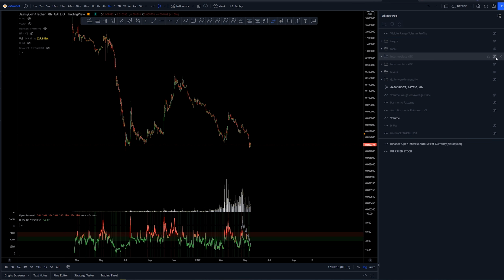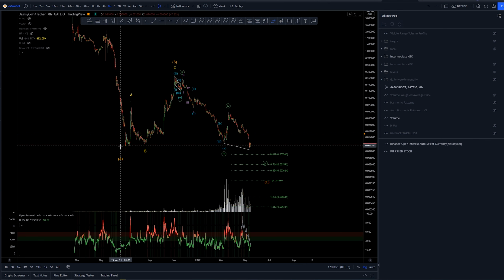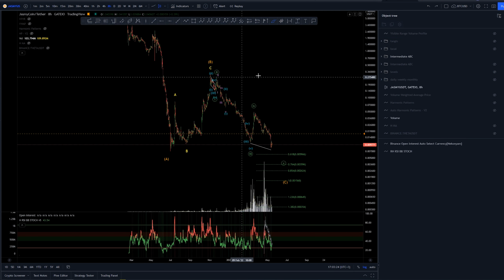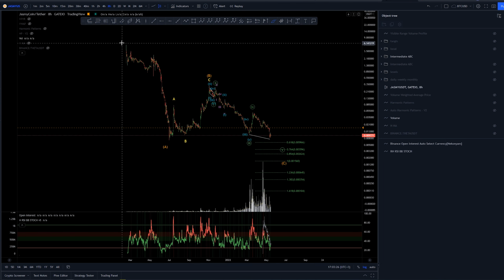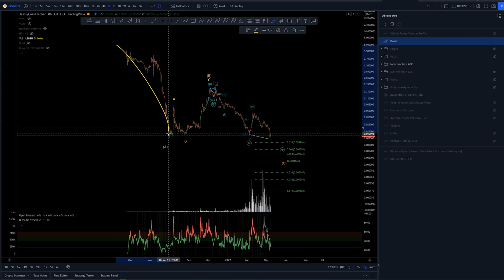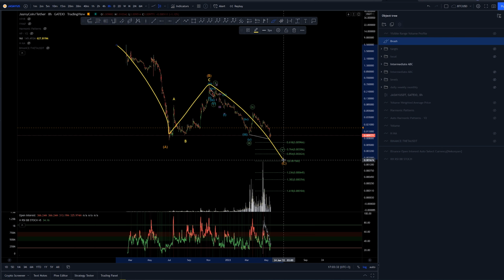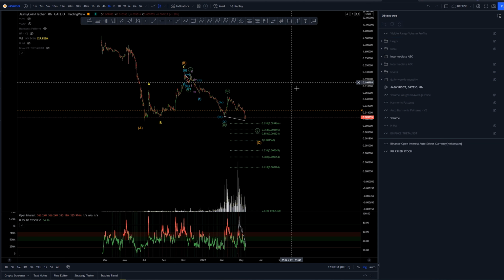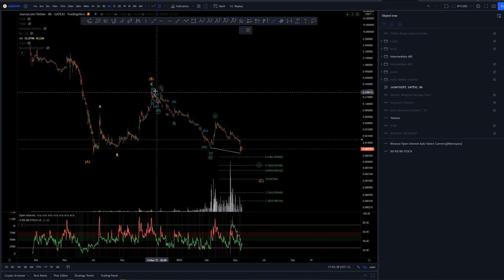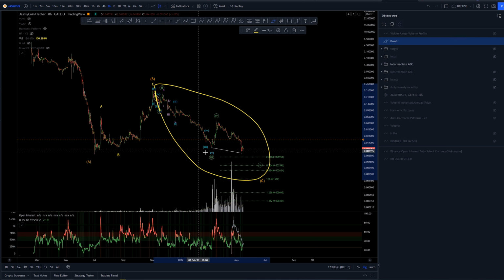Other option is this one, where we have an A, B, C into the B of intermediate. And this whole structure actually started somewhere that we don't see. This would be the A wave, B, and C. This would create a zigzag. At this point, we would be looking for a five-wave structure in this area of the chart.